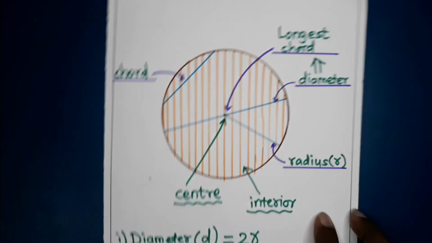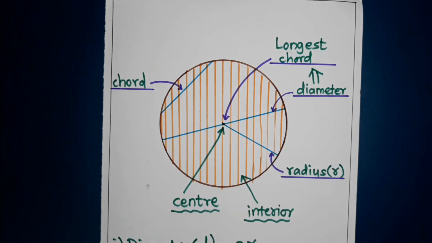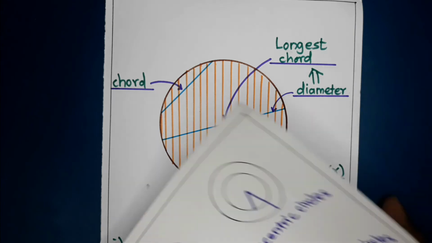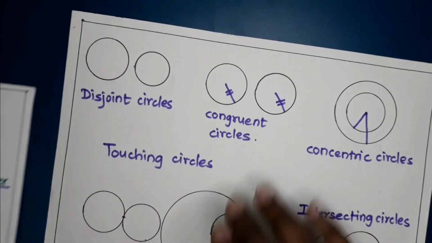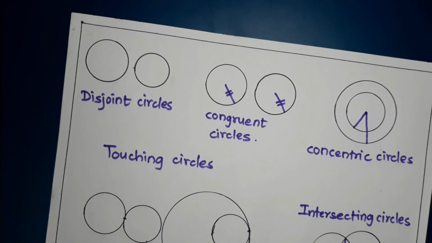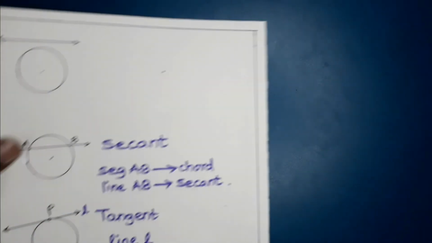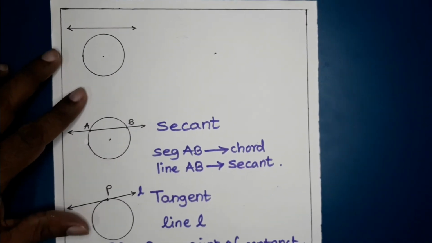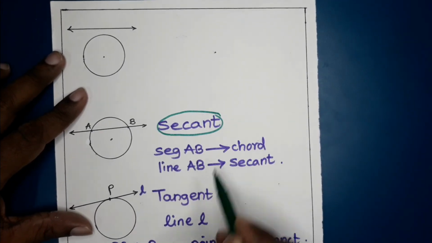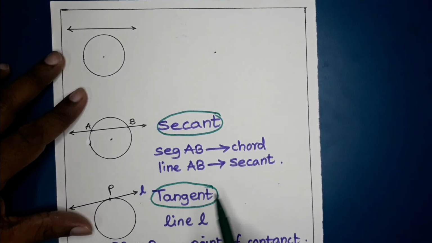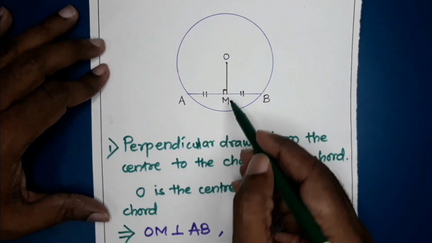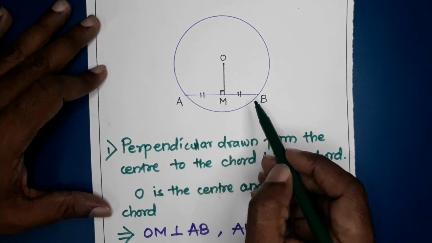So friends, in today's lecture we have seen some basic concepts related to circles. Then we have seen different types of circles, and then we have seen the difference between tangent and secant. At the same time we have revised one theorem, one property from 9th standard, that is, the perpendicular drawn from the center to the chord bisects the chord.